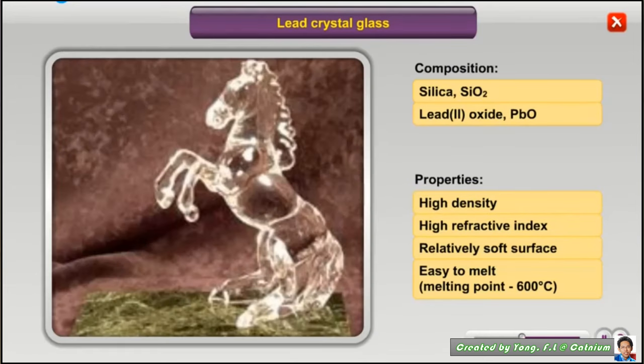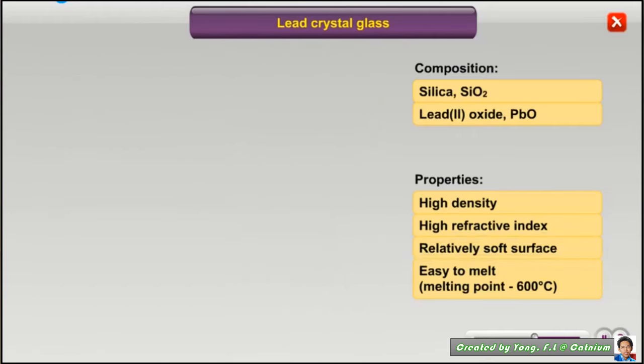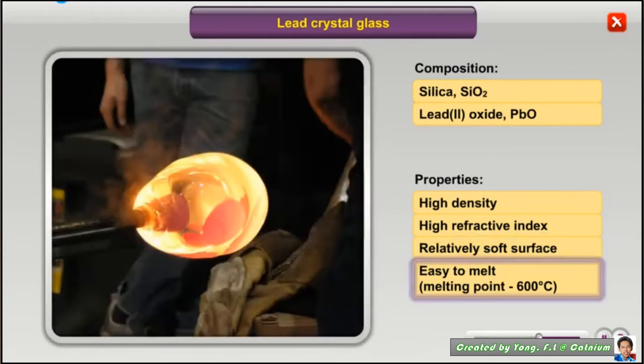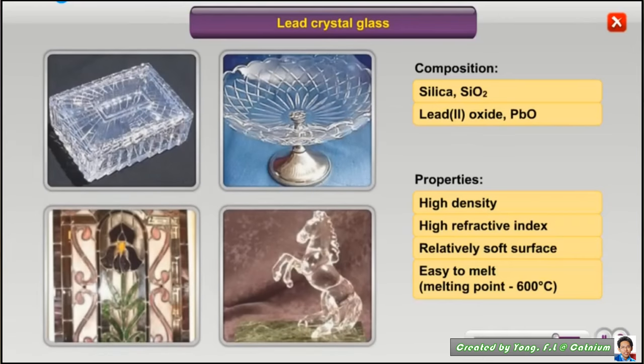Compared to borosilicate glass, lead crystal glass surface is soft for grinding, cutting, and engraving. Lead crystal glass has a low melting point of approximately 600 degrees Celsius as compared to soda-lime, which has a 700 degrees Celsius melting point. Lead crystal glass can be crafted into fine tableware and art objects. Apart from that, its optic transparency and content of lead make it suitable to be made into fine crystal.